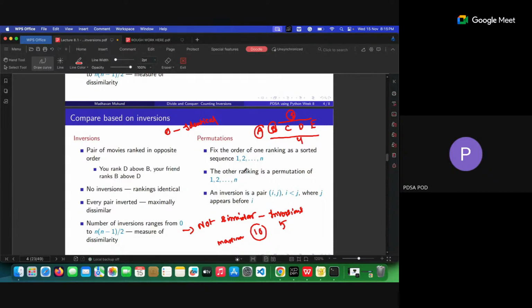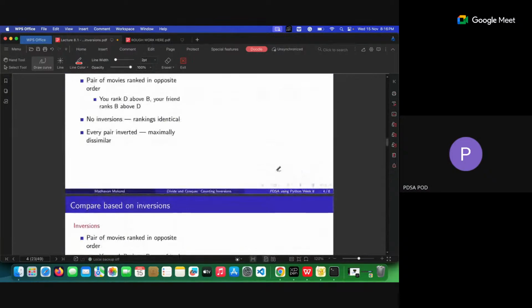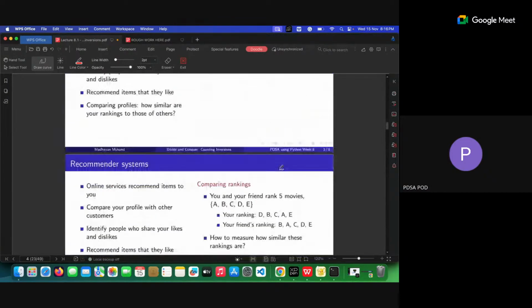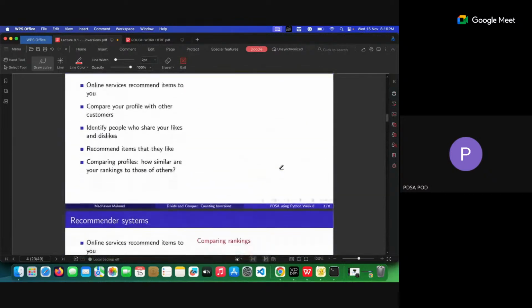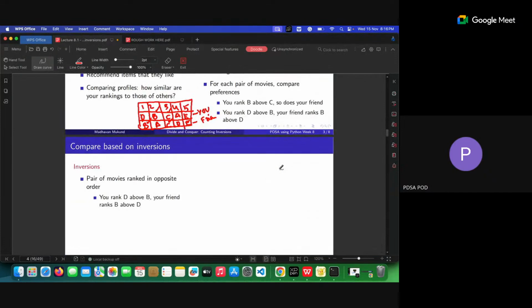Fine. Here they said to see a permutation. Fix the order of one ranking as sorted, like 1 to n. Let us consider that our ranking is constant. So whatever we said in the earlier table, one of them we fix, so our rankings are fixed. Here in our rankings we made it constant: D, B, C, A, E.